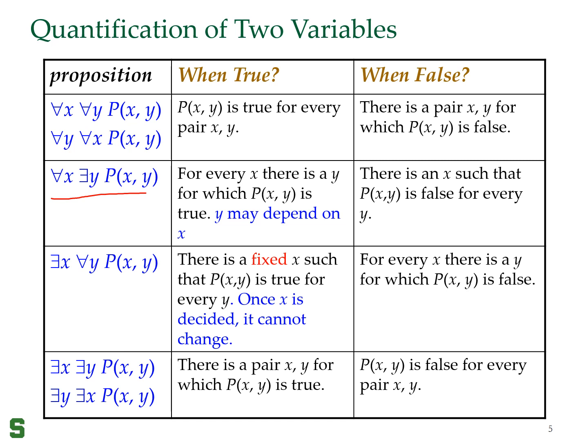So that means no matter how I choose x, I should be able to find a y such that p of xy is true. For every x, there is a y such that p of xy is true. In this case, y may depend on x. That means once x is chosen, then you can choose y. It is false if you can find one x for which no matter what y is, p of xy is going to be false.